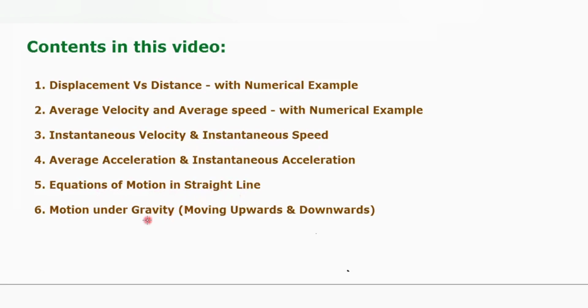After that, the vertical motion, that is motion under gravity. It may be moving upwards or downwards, okay, or free fall. So how does the equations of motion in vertical motion or motion under the influence of gravity will vary when the particle or object moving upwards and downwards or free fall conditions. So these are all the contents we are going to discuss in this video.